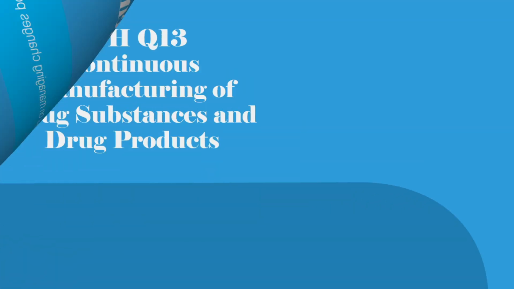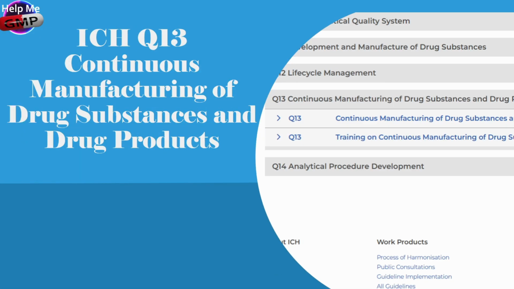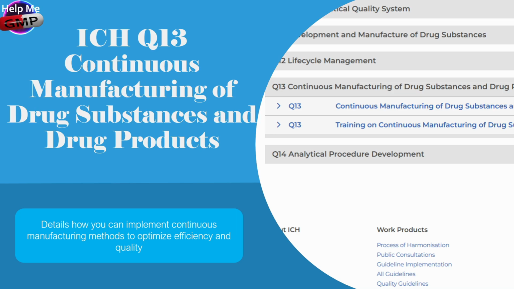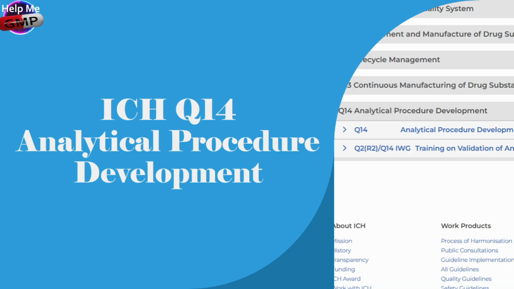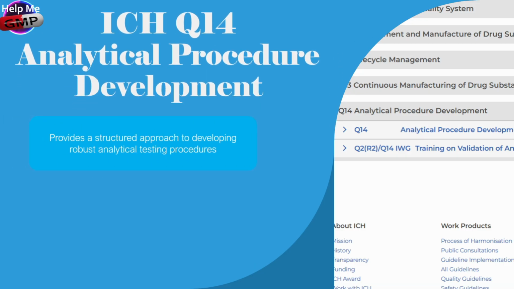Q13 is continuous manufacturing of drug substances and drug products, and details how you can implement continuous manufacturing methods to optimize efficiency and quality. Lastly, Q14, Analytical Procedure Development, provides a structured approach to developing robust analytical testing procedures, ensuring you have reliable, repeatable methods for quality control. Unsurprisingly, this links closely to Q2 regarding the method validation.